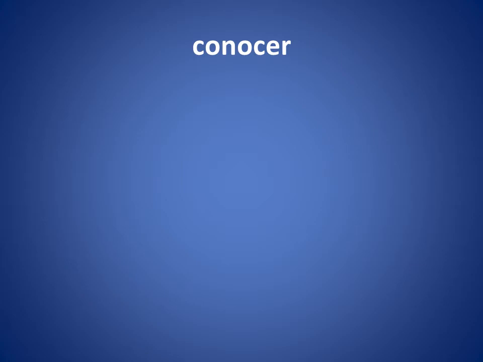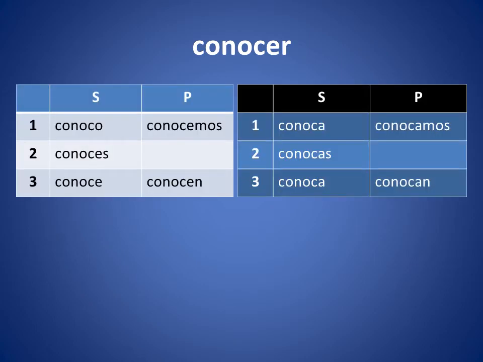Remember, we use conocer to talk about being acquainted with people or places, sometimes concepts, but we do not use conocer to say that we know something. So, let's look at how the verb might conjugate if we didn't do anything unusual to it, if we just took off the ER and we added our normal endings.